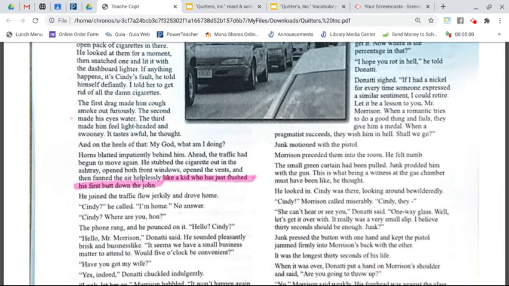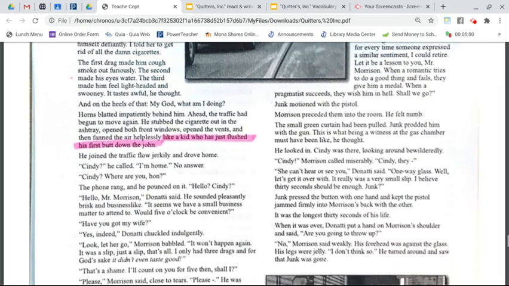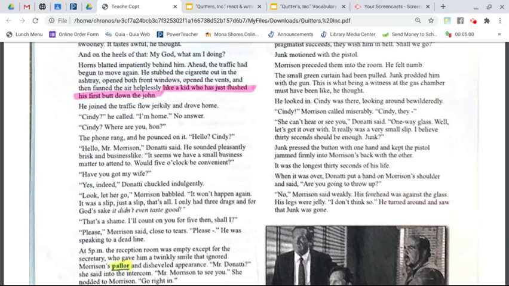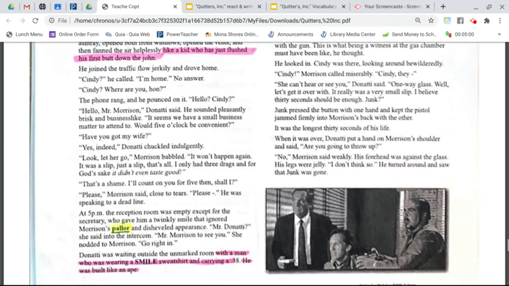Cindy, he called. I'm home. No answer. Cindy, where are you, hon? The phone rang and he pounced on it. Hello, Cindy? Hello, Mr. Morrison, Donati said. He sounded pleasantly brisk and businesslike. It seems we have a small business matter to attend to. Would 5 o'clock be convenient? Have you got my wife? Yes, indeed, Donati chuckled indulgently.